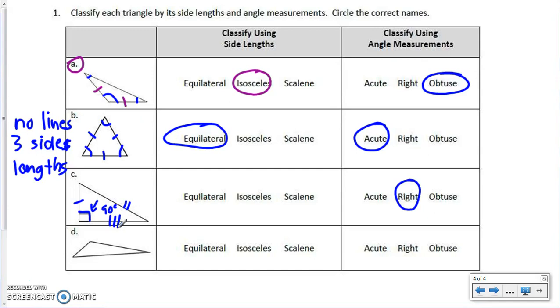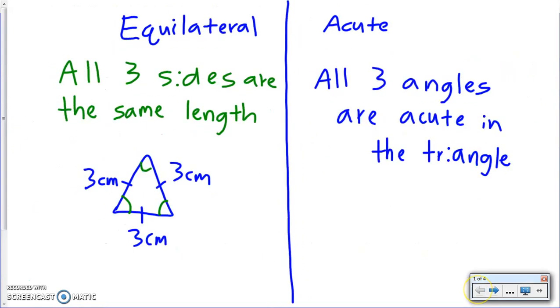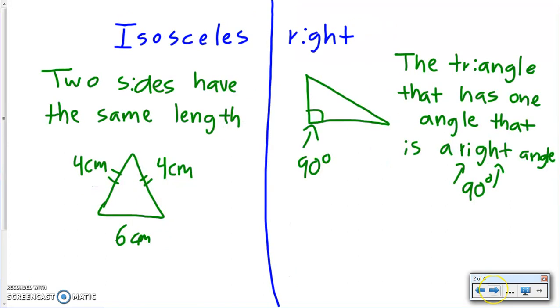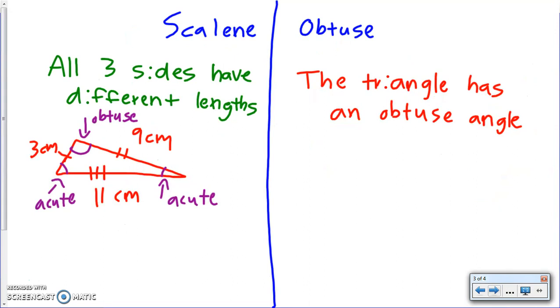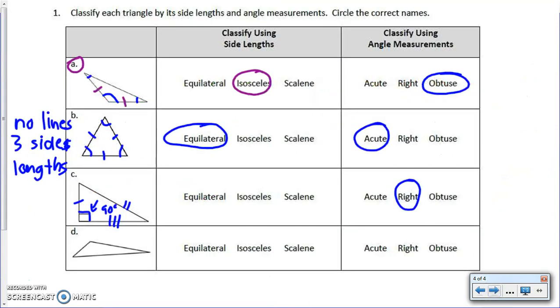Now, I need to look at what kind of triangle I have. So I have 3 different side lengths. It's not equilateral. Equilateral, all 3 are the same length. Isosceles, 2 are the same length. Scalene, all 3 have different lengths. So the answer is a scalene triangle. So we have a scalene right triangle.